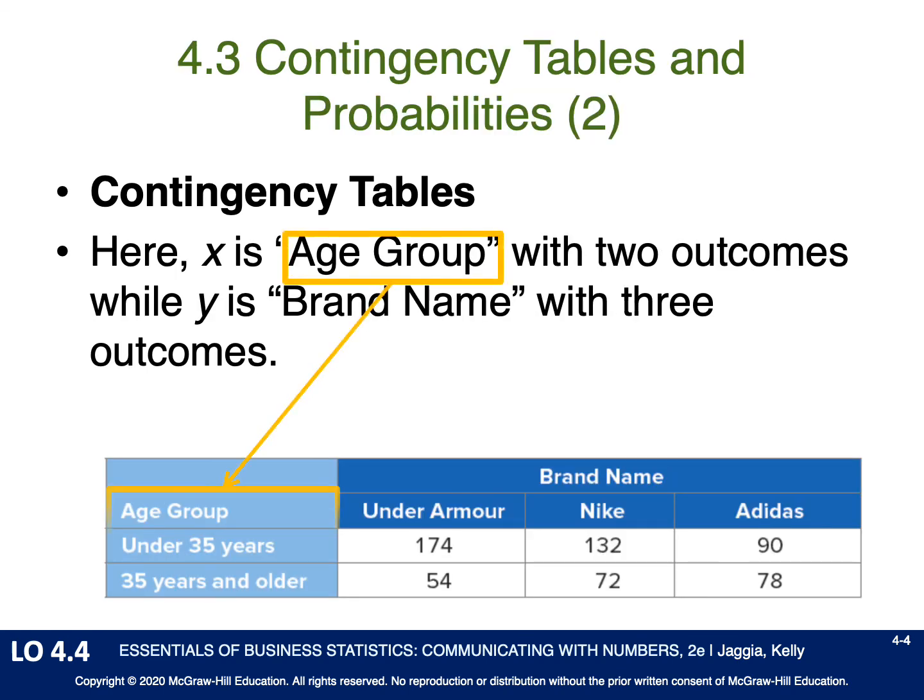So we're going to set up our table with age being like the X. And so we've got two categories, under 35 and 35 or older. And then Y is going to be our brand name, which we have three categories. So first thing to note, you do not have to have the same number of categories in X and Y. It's perfectly acceptable to have a different number of categories.